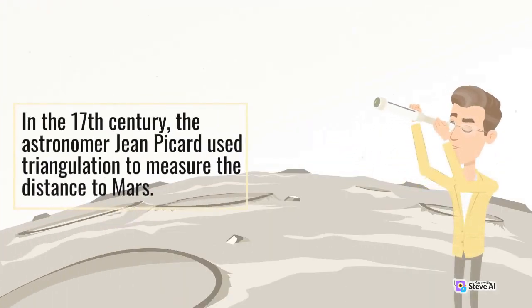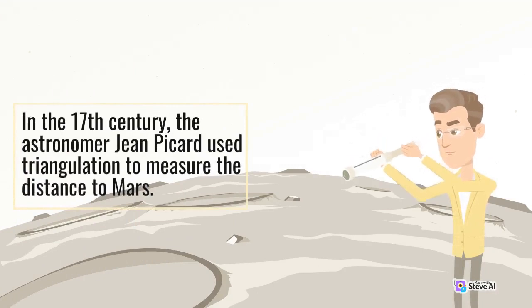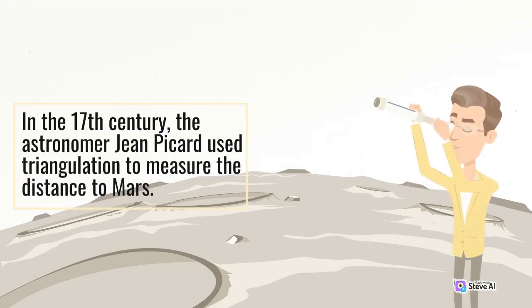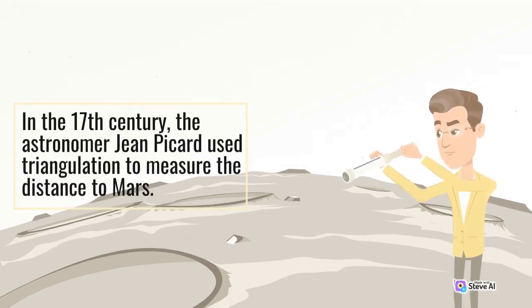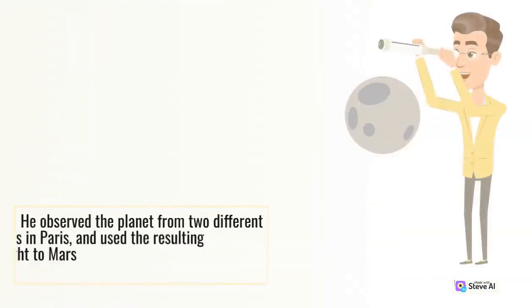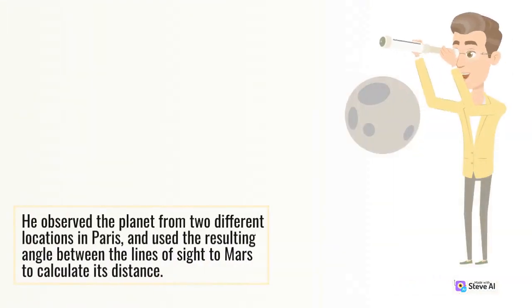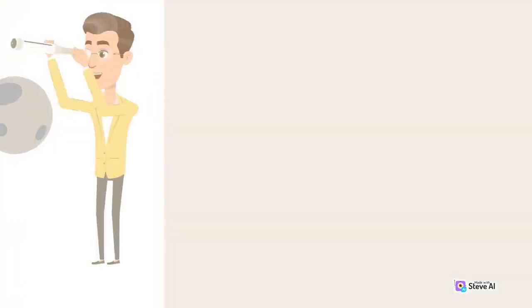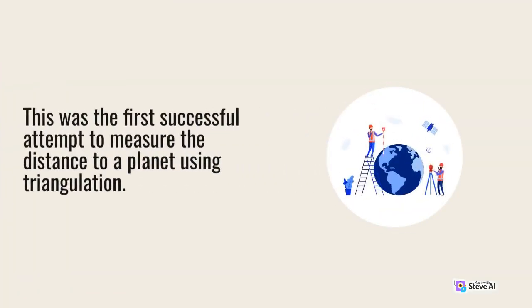In the 17th century, the astronomer Jean Piccard used triangulation to measure the distance to Mars. He observed the planet from 2 different locations in Paris, and used the resulting angle between the lines of sight to Mars to calculate its distance. This was the first successful attempt to measure the distance to a planet using triangulation.